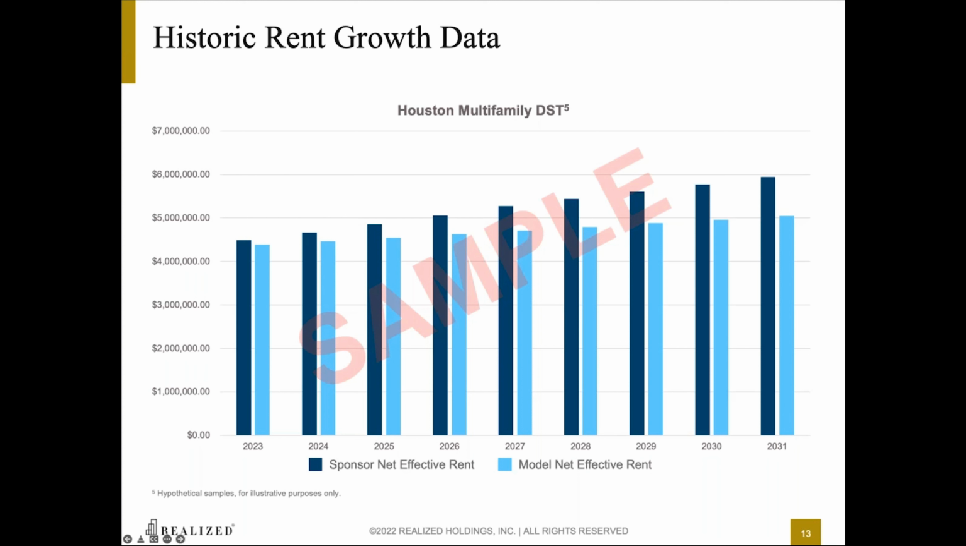We are using data to help us understand how likely it is that the property's performance will meet the sponsor's projections. If a sponsor is projecting annual rent growth of 5% and the submarket has historically grown rents at 3% annually, this may be an indication that the sponsor is projecting rents that may be difficult to obtain, thus jeopardizing investor returns.